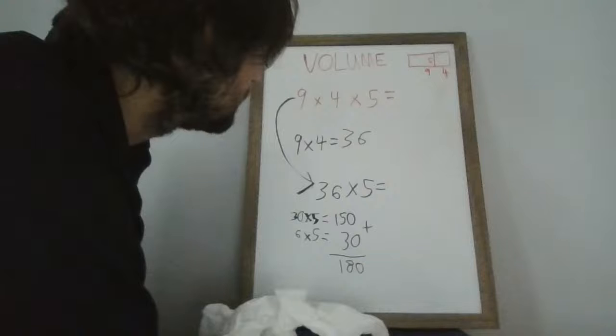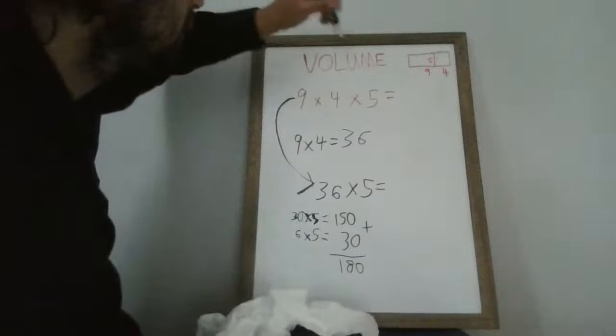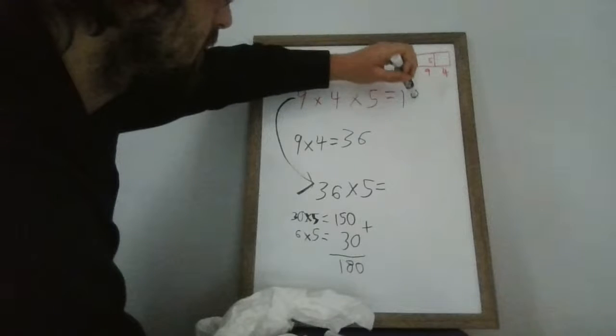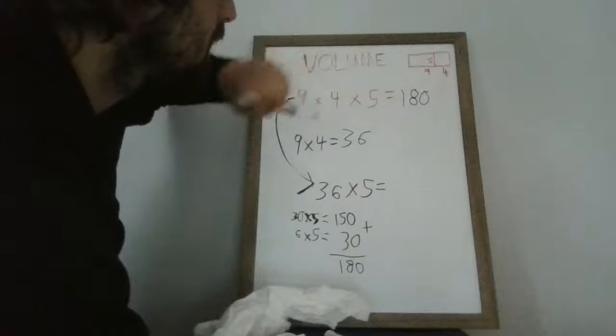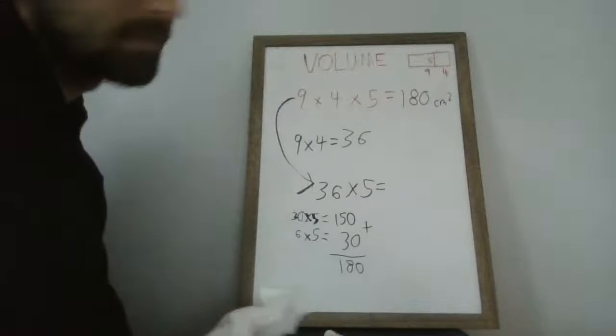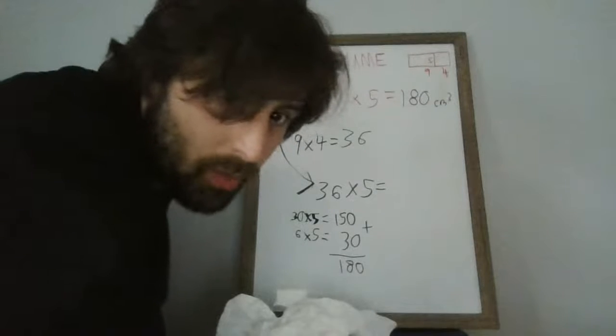So the volume of this shape right here, 9 times 5 times 4 equals 180. I didn't put what the unit is, but I like centimeters. Let's just say it's centimeters. 180 centimeters cubed. All right, I'm going to do one more. I'm going to do another one.